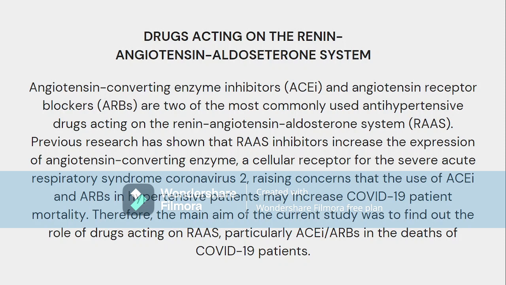Aldosterone antagonists such as spironolactone and eplerenone block the action of aldosterone, a hormone that promotes sodium and water retention. By inhibiting aldosterone, these drugs promote the excretion of sodium and water, leading to a reduction in blood pressure and fluid overload.